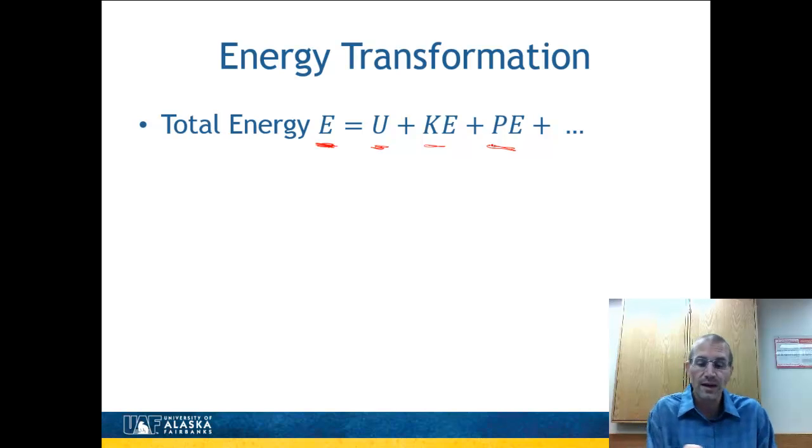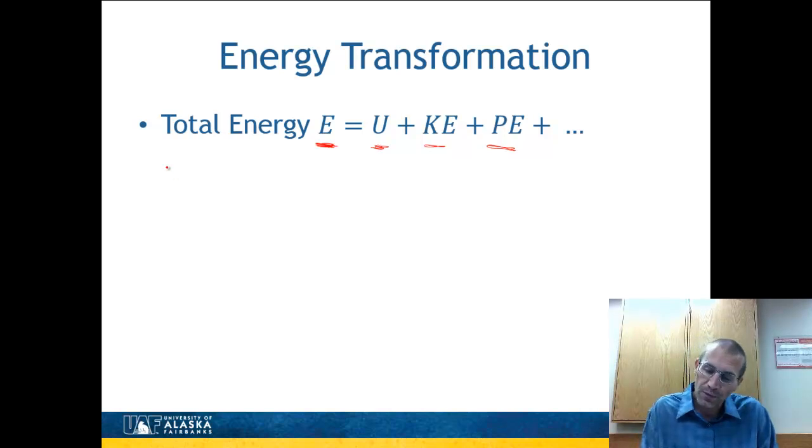Now, as we'll see, I'll only need to include the terms that might be changing during a transformation process. So, for example, as we'll go through here, I'll just go ahead and stick with these three forms that energy may take: the internal, kinetic, and potential.